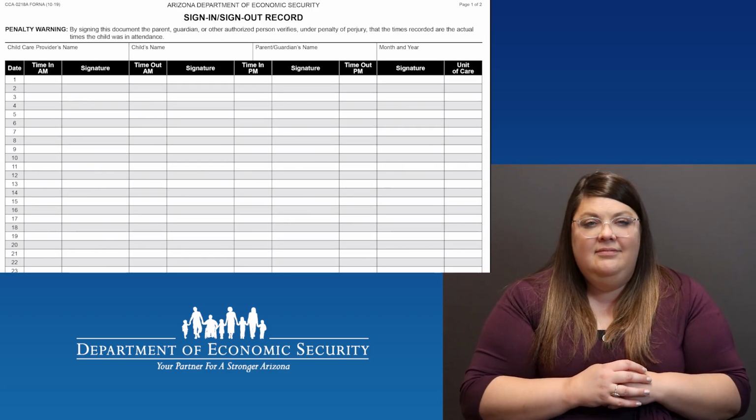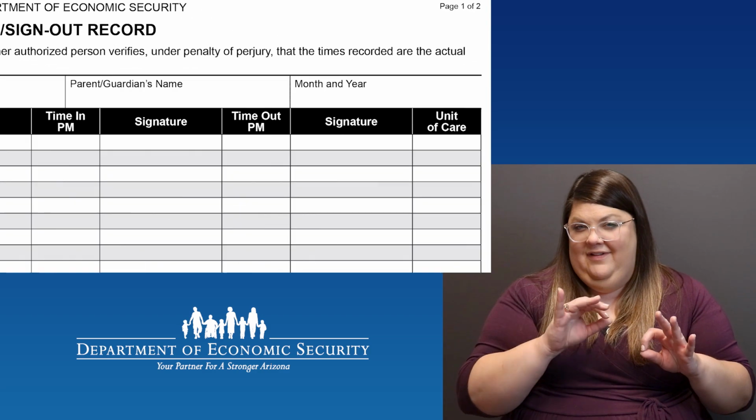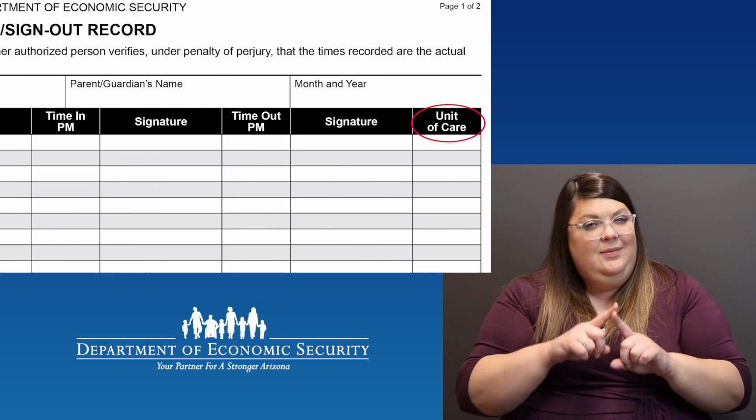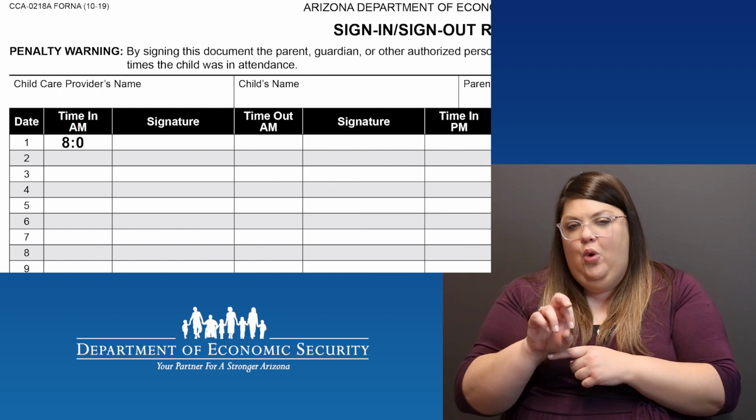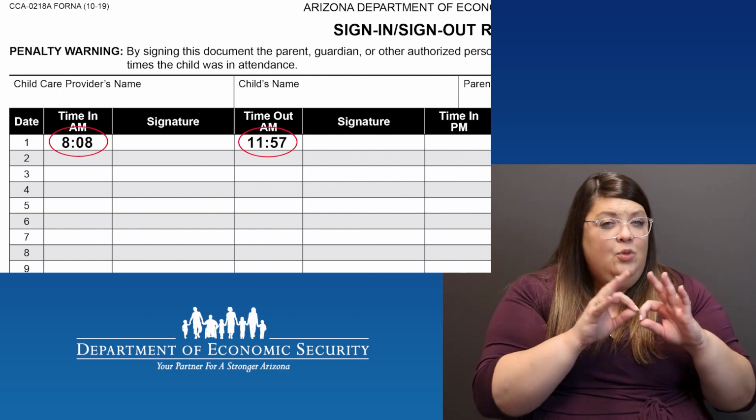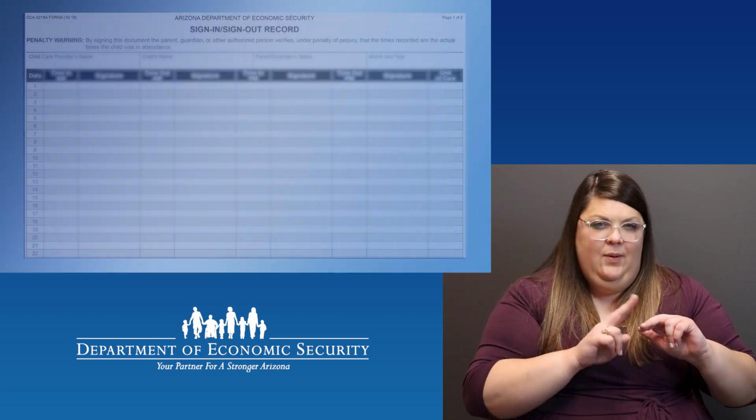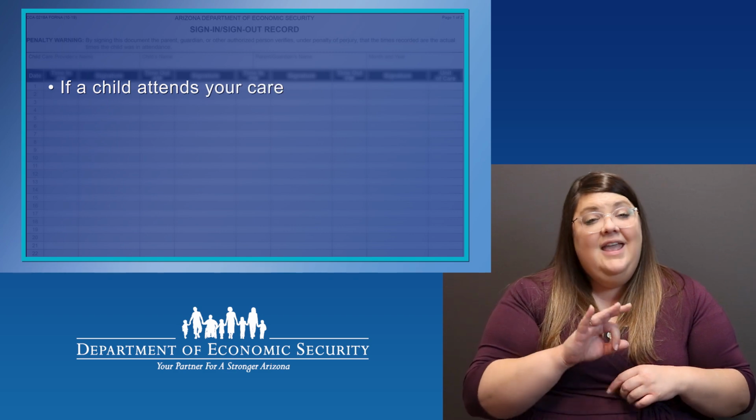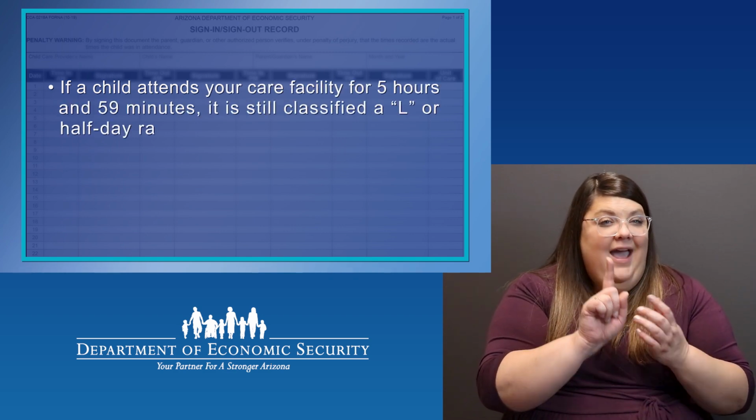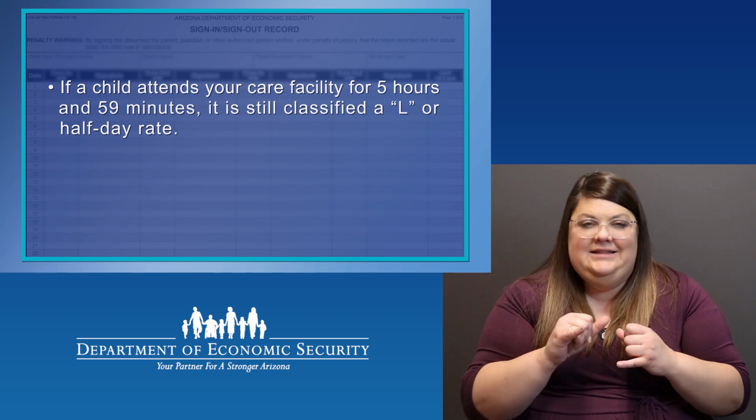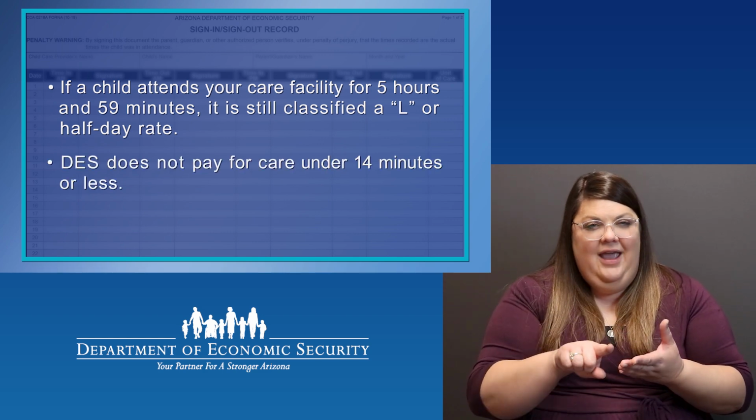As mentioned in the Verbal Notices of Eligibility form video, the registration agreement defines a unit of care as a claim represented by a D or an L rate. Keep in mind, it is important to work with these precise times. It is never acceptable to round off the time. If a child attends your care facility for 5 hours and 59 minutes, it is still classified as an L or half-day rate. In addition, DES does not pay for care of 14 minutes or less.